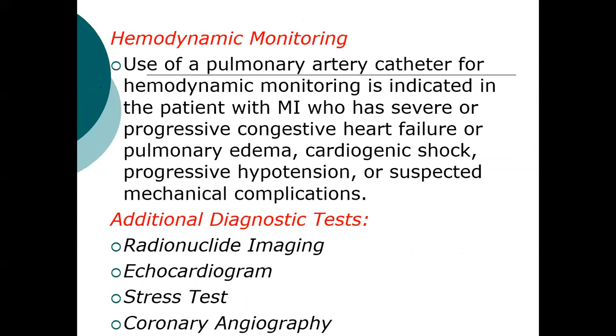Hemodynamic monitoring. We use a pulmonary artery catheter for hemodynamic monitoring. It is indicated in the patient with an MI who has severe or progressive congestive heart failure or pulmonary edema, cardiogenic shock, progressive hypotension, or suspected mechanical complication. Most of our patients who come with MI usually feel unwell because of no perfusion. The heart has lost its function to perfuse the other body organs. They usually come cold and clammy. They might be conscious or confused, but you can see that they are cold and clammy. They're not able to perfuse the body areas that are supposed to be perfused. That is usually in cardiogenic shock.